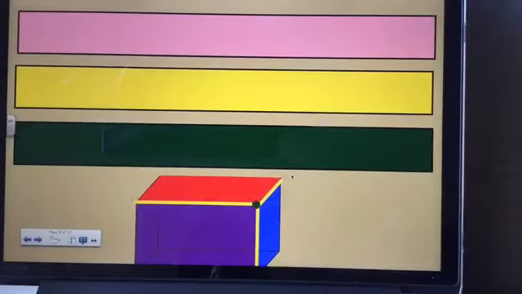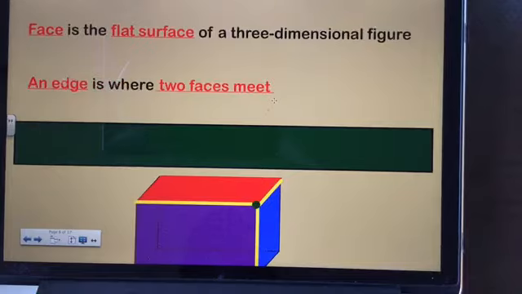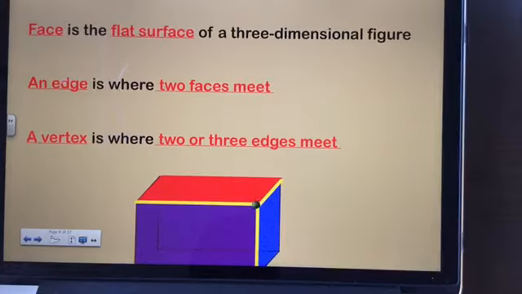Just to review a couple of vocabulary words we just went over a little informally, I wanted to reinforce that a face is that flat surface of a three-dimensional figure. Could be a rectangle, could be a triangle, okay? An edge is where the 2 faces meet, so that here is in yellow. And a vertex is where 2 or 3 edges meet. So that's shown here with this green circle.